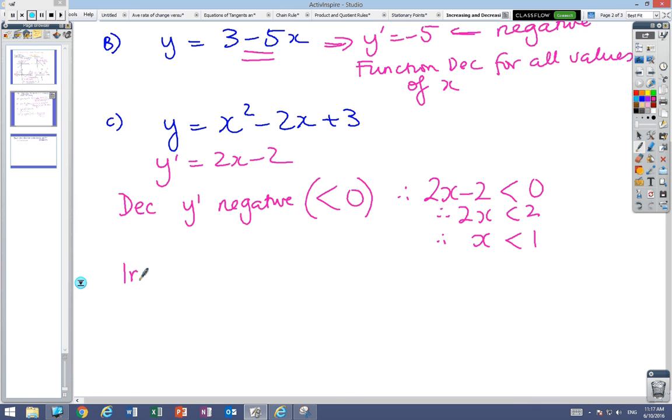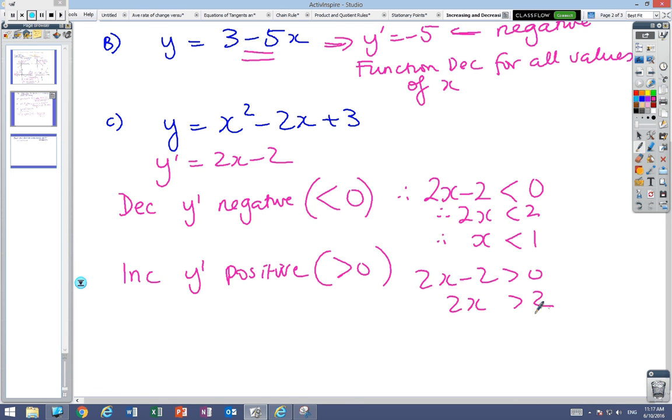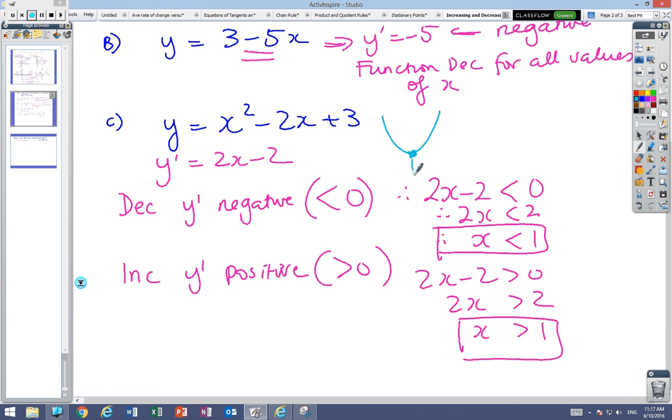For increasing, y dash is positive, and we say that means it's greater than 0. So 2x minus 2 is positive, 2x is greater than 2, x is greater than 1. So rather than having all values, we have some values to the left and some values to the right. Hopefully you remember that this is going to be a parabola. And so obviously at 1 on the left hand side it's decreasing, and on the right hand side it's increasing. We'll find out in another video what's happening at 1. Copy that and come across when you're ready.